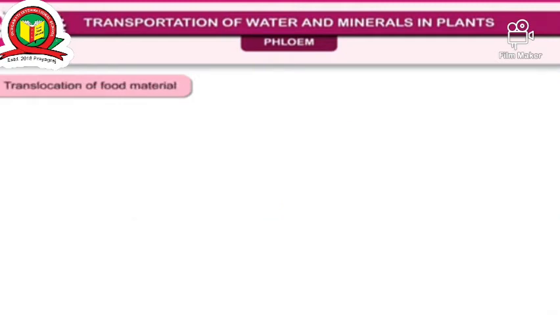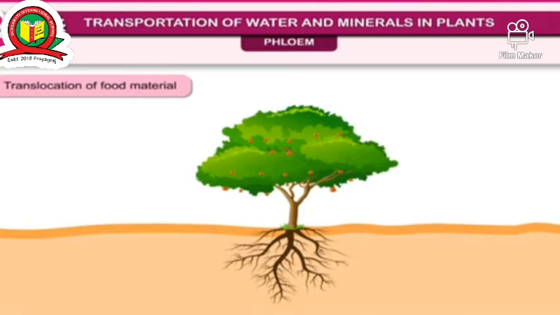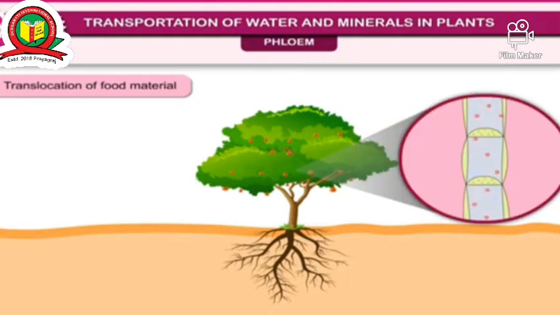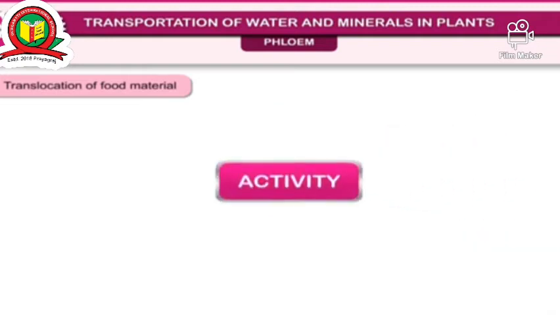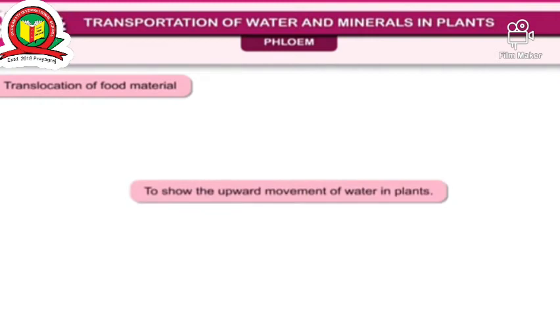Translocation of food material. The prepared food material reaching from the leaf to different plant organs is called translocation of food material. It is known that phloem cells are involved in the transport of soluble food material from leaves to different plant organs. This movement of food in the phloem cells is bidirectional, that is, food can move upwards and downwards simultaneously.